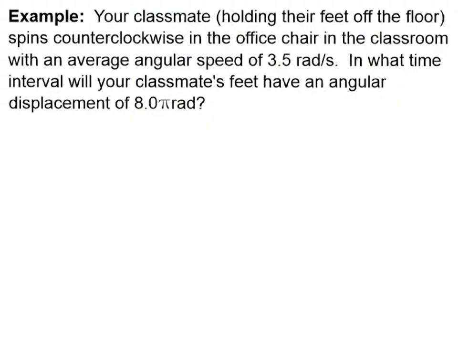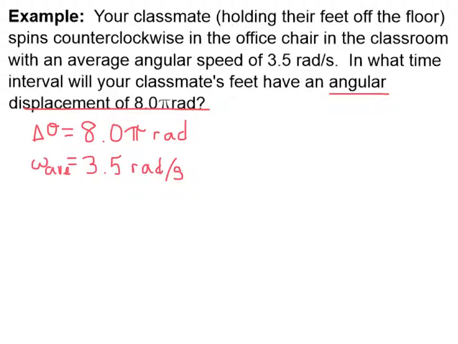Let's try an example. Let's say your classmate, holding their feet off the floor, spins counterclockwise in our rolly chair in the classroom with an average angular speed of 3.5 radians per second. In what time interval will your classmate's feet, holding them still of course, have an angular displacement of 8.0 pi radians? So let's write down what we know. We know that we have an angular displacement of 8.0 pi radians. We also know the average angular speed because that's been given to us.